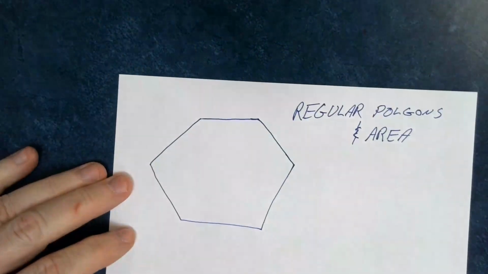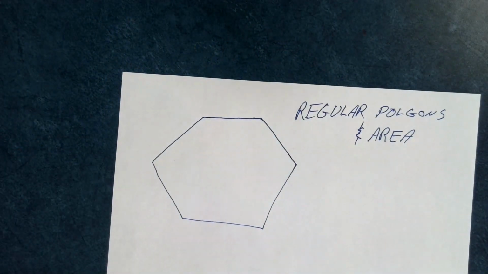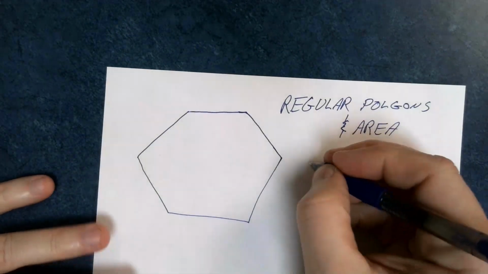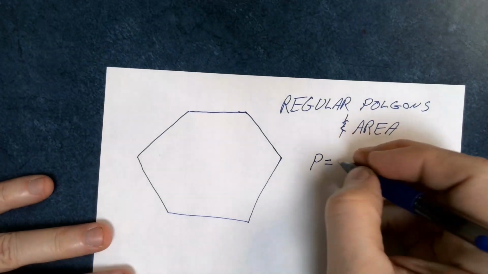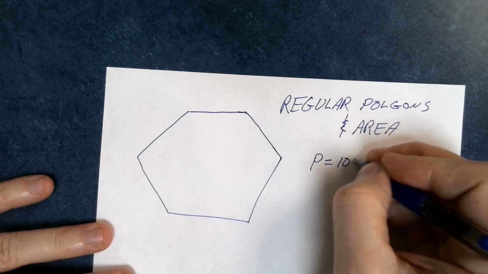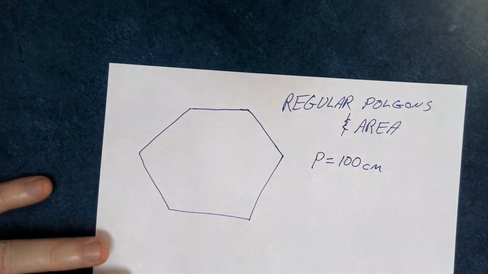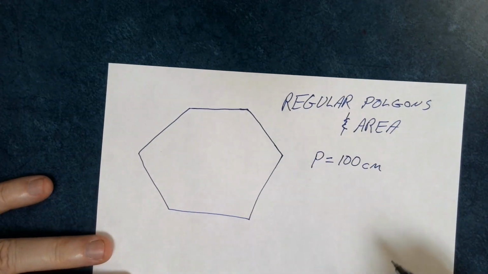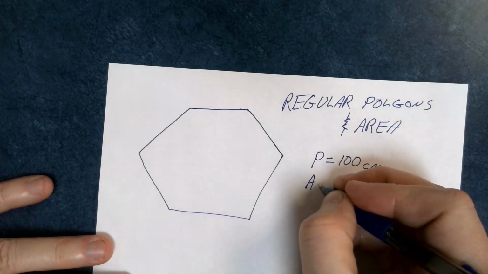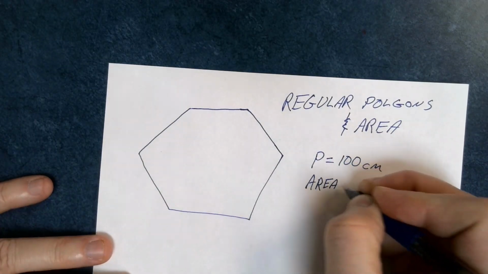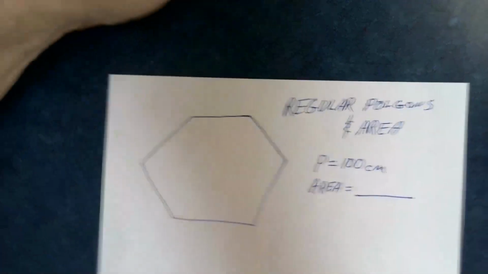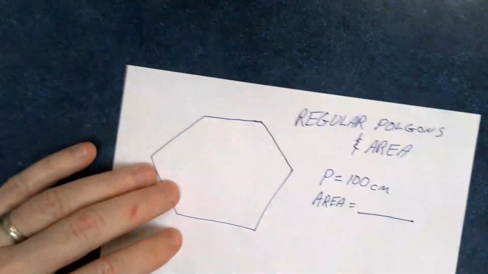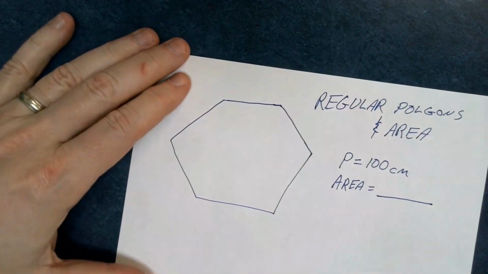So we're going to start with this one right here, and we're going to say that this is a regular polygon. The first one that I'm going to do, I'm going to give you this bit of information: the perimeter of this thing is 100 centimeters. And it's my belief that if we know that, we can find the area of this shape. Okay? So the perimeter is 100 centimeters. We're trying to find the area, and we're going to go through this process.